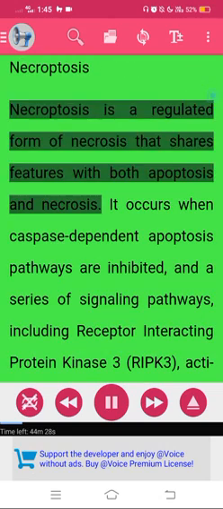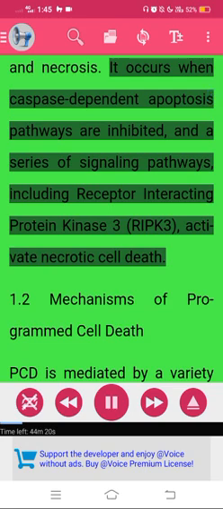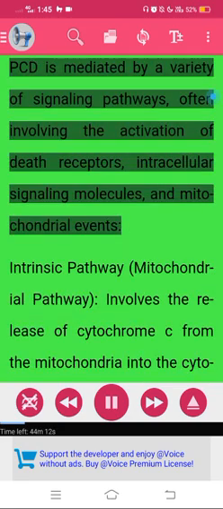Necroptosis. Necroptosis is a regulated form of necrosis that shares features with both apoptosis and necrosis. It occurs when caspase-dependent apoptosis pathways are inhibited, and a series of signaling pathways, including receptor-interacting protein kinase 3 (RIPK3), activate necrotic cell death. 1.2 Mechanisms of programmed cell death.